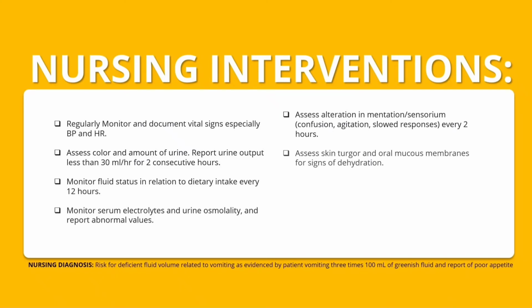Also, assess skin turgor and oral mucous membranes for signs of dehydration, because signs of dehydration can also be detected through the skin. Skin of elderly patients loses elasticity, hence skin turgor should be assessed over the sternum or on the inner thighs. Longitudinal furrows may be noted along the tongue.